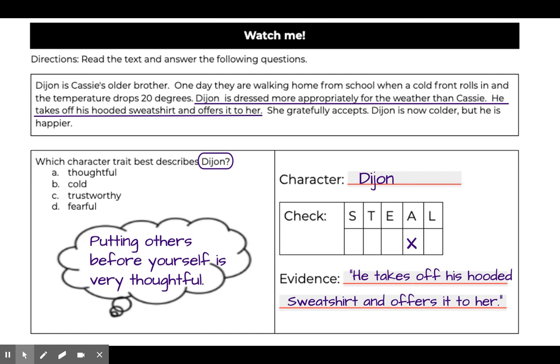All right, so I have my evidence and I have my schema. I need to now circle my inference, or the way that Dejan is characterized. And I see that A best matches what I inferred, which is that Dejan is thoughtful.